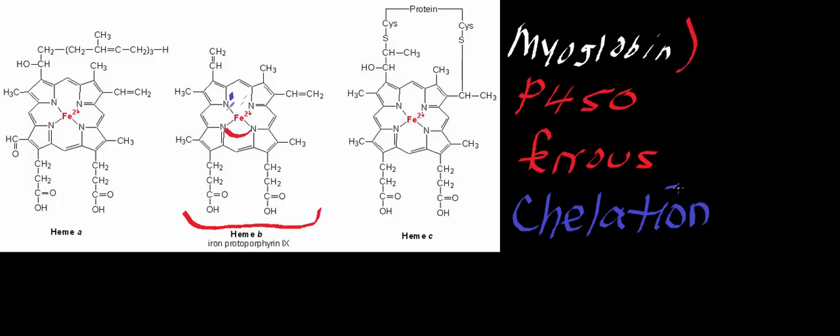Because the definition of a Lewis base is an electron pair donor. And effectively in this molecule, the nitrogen atoms in each of the pyrrole rings have lone pairs and they're donating them to the iron atom. And so the Lewis acid, by definition, has to be an electron pair acceptor. Okay, that's the definition of a Lewis acid.